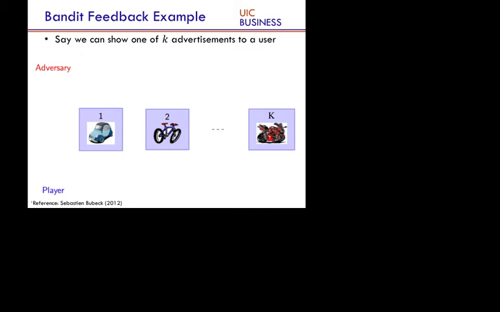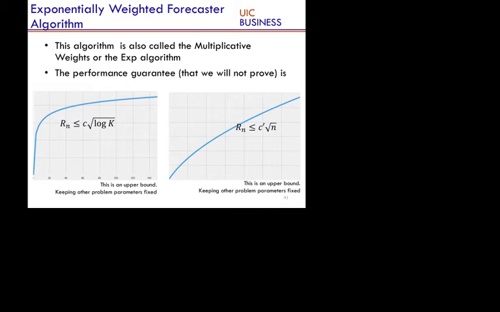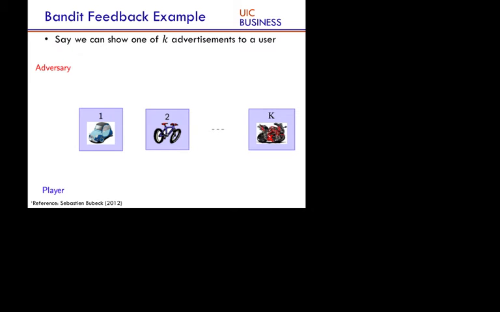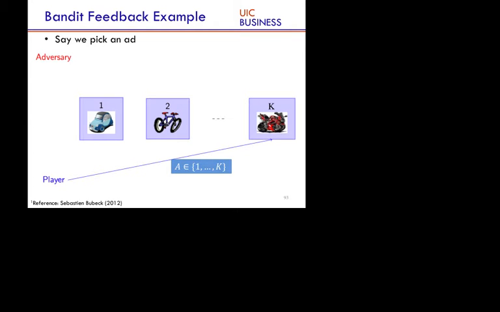Now let's come back to the bandit feedback. The reason I showed the EXP algorithm is that the bandit algorithm is going to be very similar to that. Again, recapping what the bandit feedback was, we have k arms. I play a particular arm. So in this case, we pick an ad.